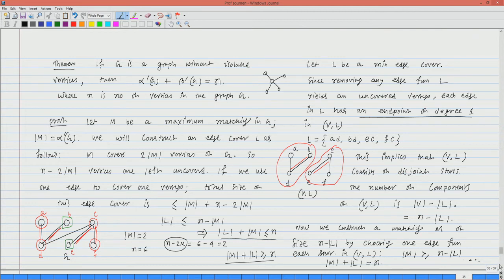So, what we have done is we have learned the definition of edge cover, and then we have realized that finding an edge cover is a minimization problem, because if you just include all the edges in the graph, it will be an edge cover. So, finding a minimum edge cover is the optimization problem here, and we observed that the size of a minimum edge cover plus the size of a maximum matching is equal to the number of vertices.